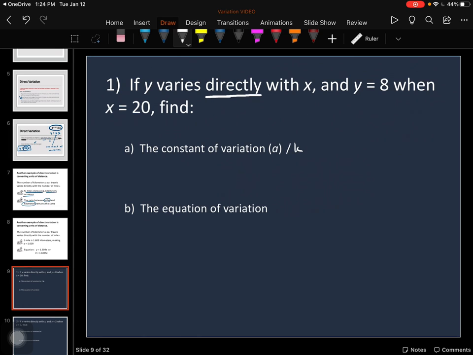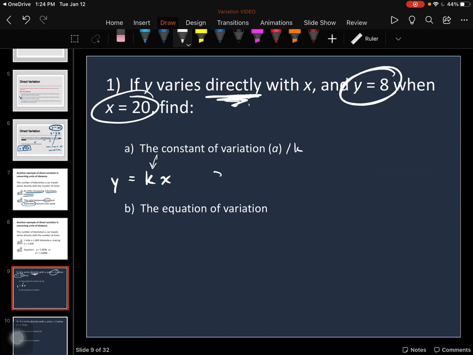As soon as you see it varies directly, we're going to write that y is equal to ax, or like I said before, you might see y equals kx. As soon as you see that direct, you want to think of this formula. It doesn't really matter what coefficient's up front, what that variable is. And in order to find the constant of variation, we're going to have to use the points that I give you. So I told you that y equals 8 when x equals 20.